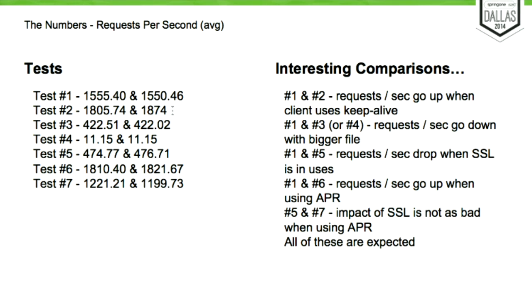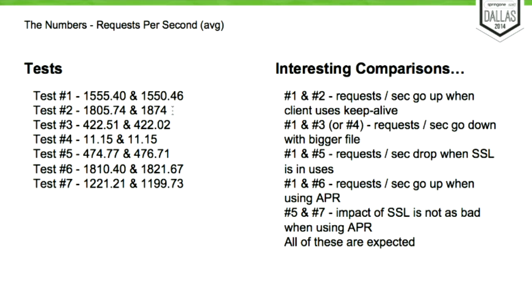So some of the interesting conclusions that we can draw from this: when we tell the client to use Keep Alive, we see that the requests per second go up about 300 per connector, about 250 per connector. We can see that as we increase the size of the file, the requests per second goes down. And that makes sense because bigger files take longer to download.